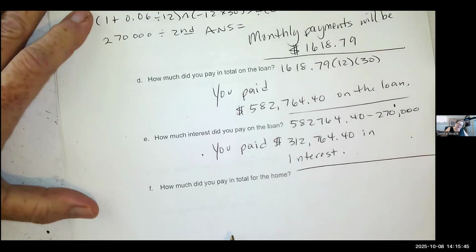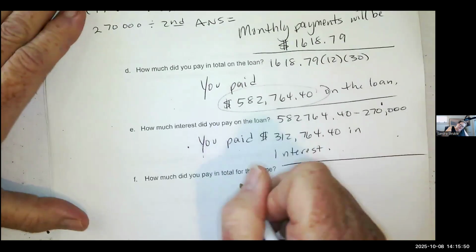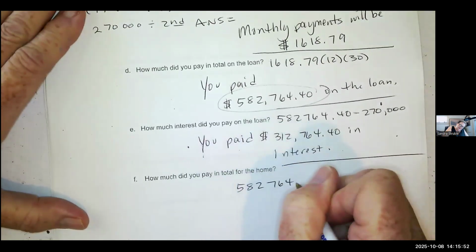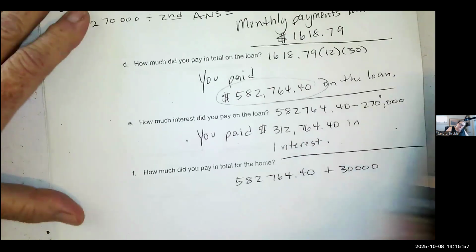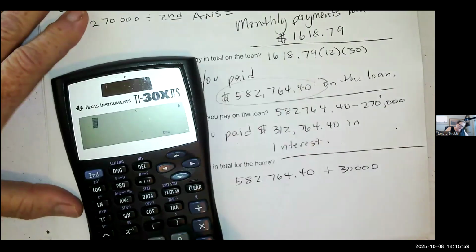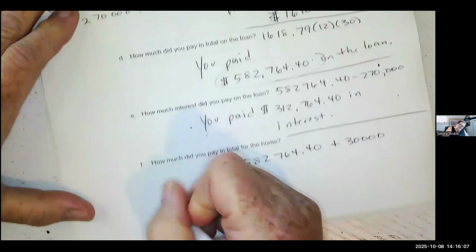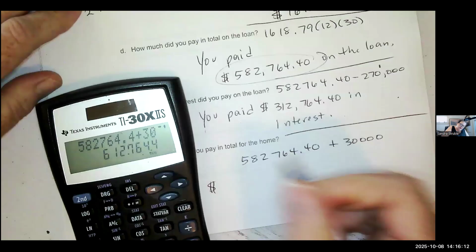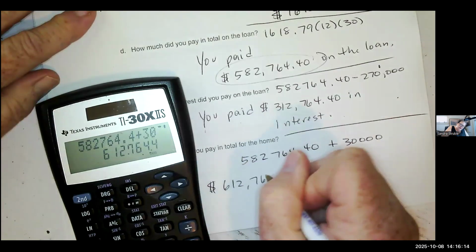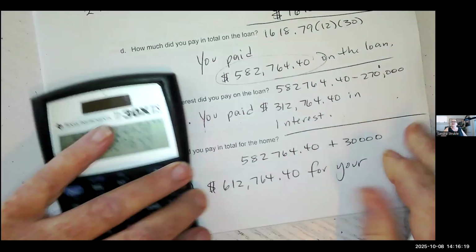Well, it's the amount you paid in total on the loan plus your down payment. And you put $30,000 on this home. So let's clear and put in 582,764.4 plus 30 grand. You paid, it's always doubled, $612,764.40 for your $300,000 home.